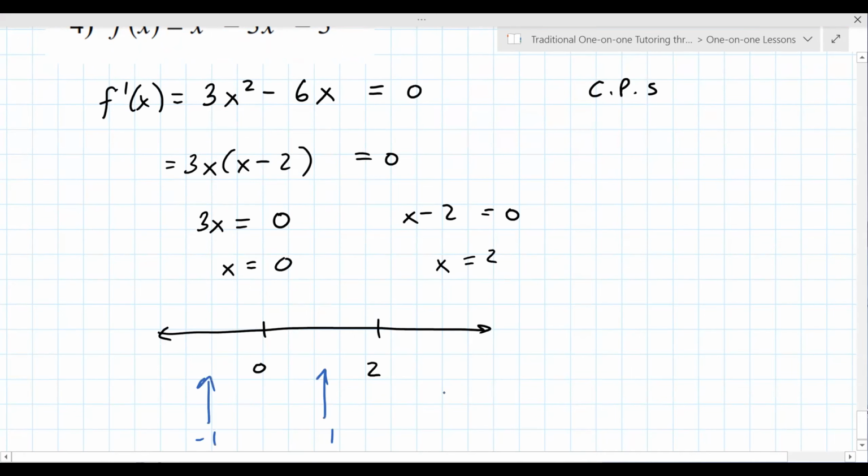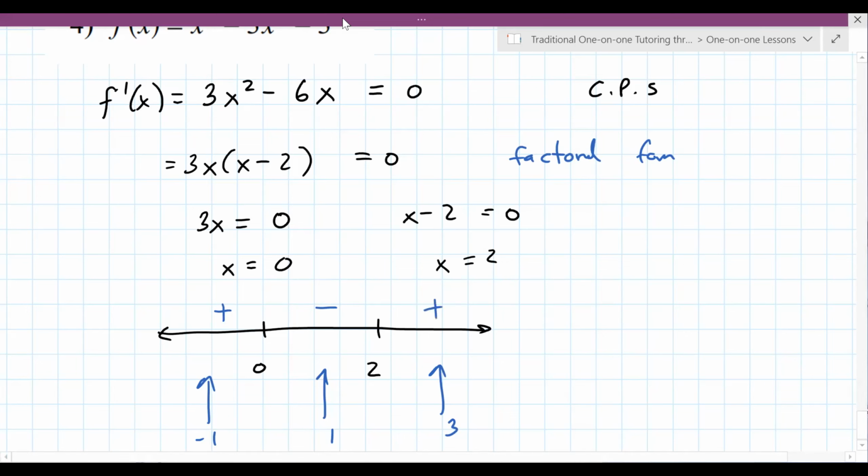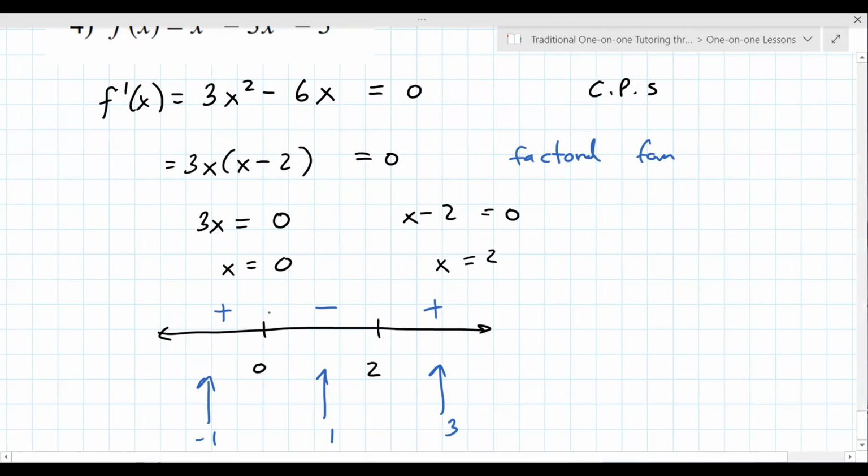Perfect. So I want you to test those in the factored form up here and give me the signs at each of these. Looks like -1 is positive, 1 is negative, and for 3, it's positive. Good. Now, is 0 a min or a max or neither? Positive to a negative is a maximum, since you're going up and then you're going down. And 2 is a minimum.